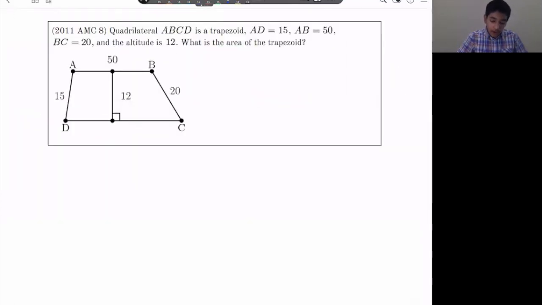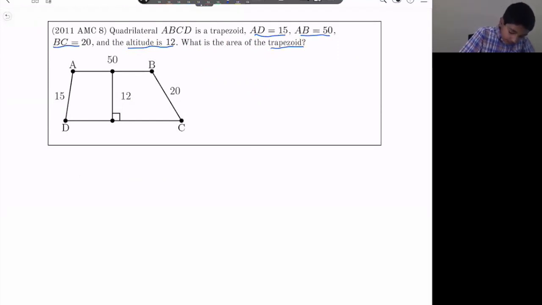Quadrilateral ABCD is a trapezoid. AD is 15, AB is 50, and BC is 20. And we're lucky they already marked it on the diagram for us. And the altitude, which they also marked, is 12. What is the area of this trapezoid here?